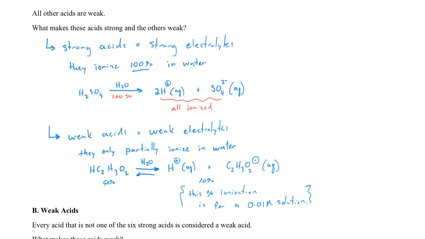So that defines the difference between a strong acid and a weak acid. It's entirely based on their ionization in water. It's either complete ionization or somehow a partial ionization. Let's go to the next page and let's talk also about the strength of bases.